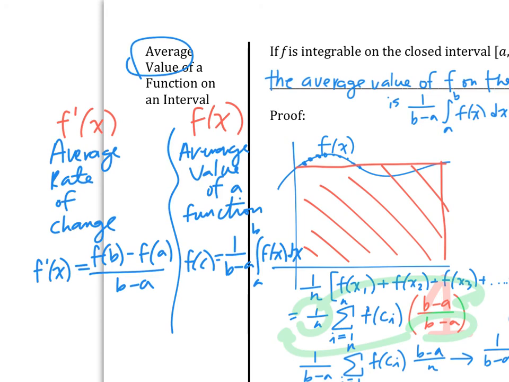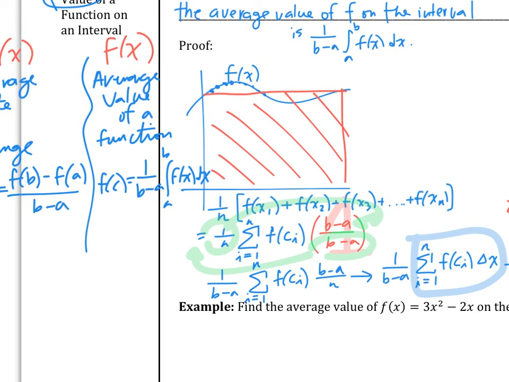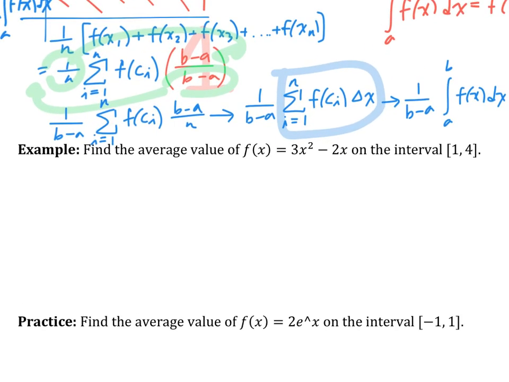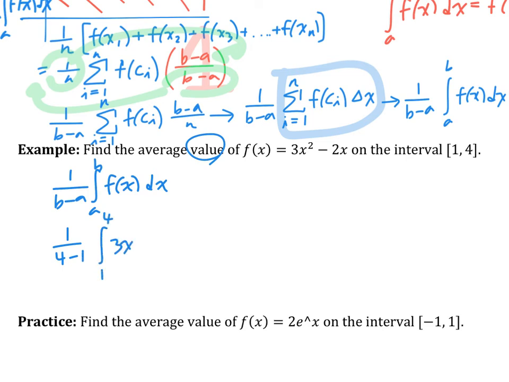Okay, let's just do a few examples. I think it might be more clear. Keywords being rate and value. Correct. Okay, so find an average value. So 1 over b minus a, the integral from a to b of f of x dx. I'm just writing that formula, and then we can plug everything in. 1 over 4 minus 1, integral from 1 to 4 of 3x squared minus 2x dx.